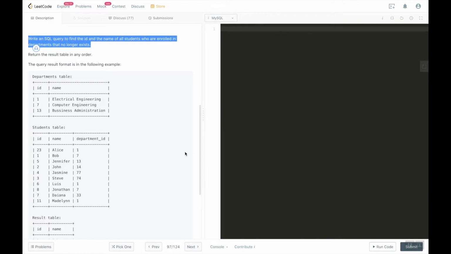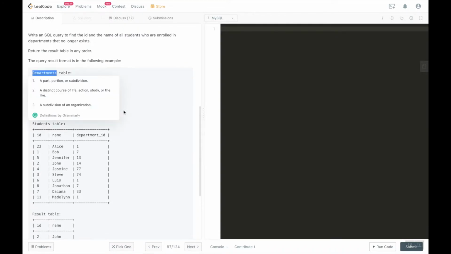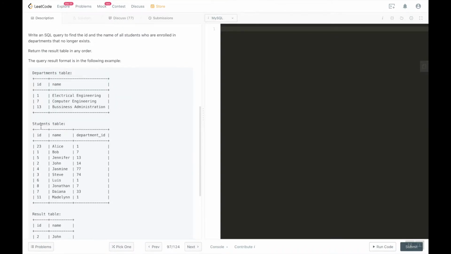Okay, the first question we should ask ourselves is, which table or tables do we need? Is the departments table alone enough? Or do we need the students table? Or do we need both of them together to answer this? Here, as the question says, name of all students who are enrolled in departments that no longer exist. This means we need both tables, as only the departments table knows which departments exist, and the result, ID and the name of all students, is from the students table.